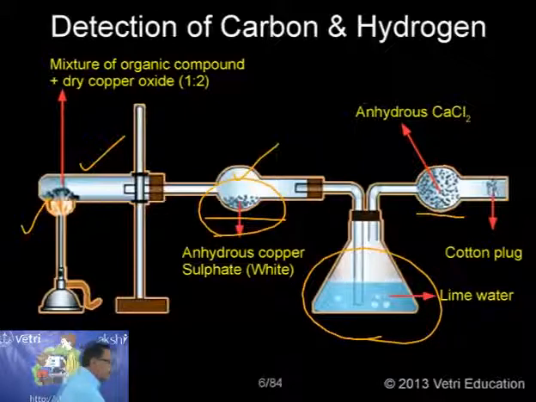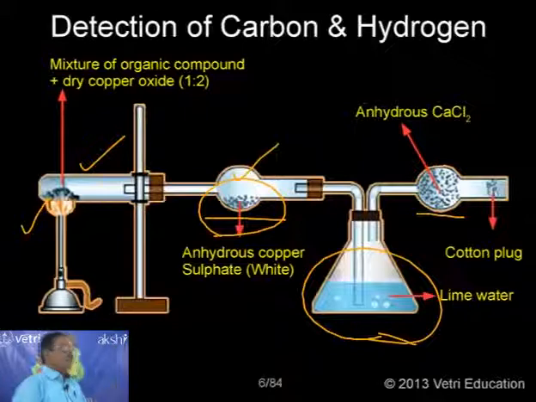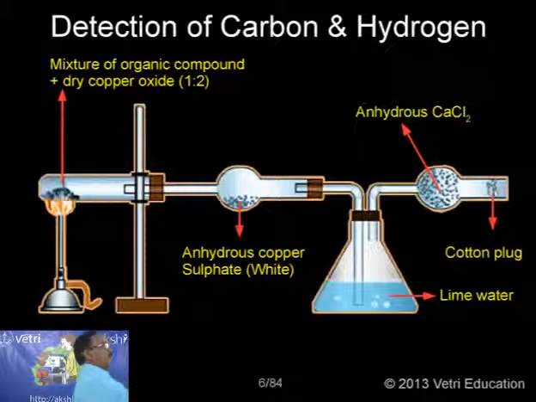After absorbing water, the anhydrous copper sulfate, which is white in color, will become blue. So the formation of blue color shows there is water formation. If there is water formation, we infer the presence of hydrogen. In the same way, when the carbon dioxide gas is passed through lime water, if lime water turns milky, it shows there is carbon dioxide. If there is carbon dioxide, it indicates there is carbon. So this is the way we can read the procedure part.